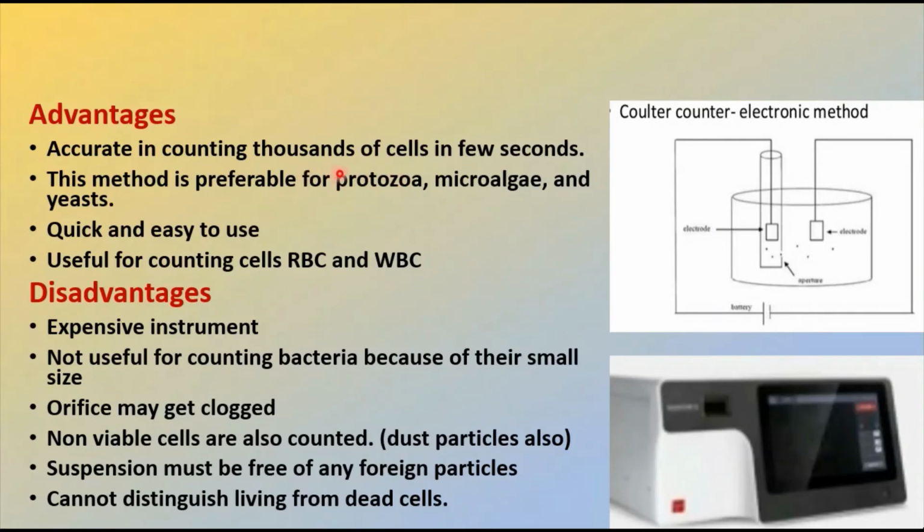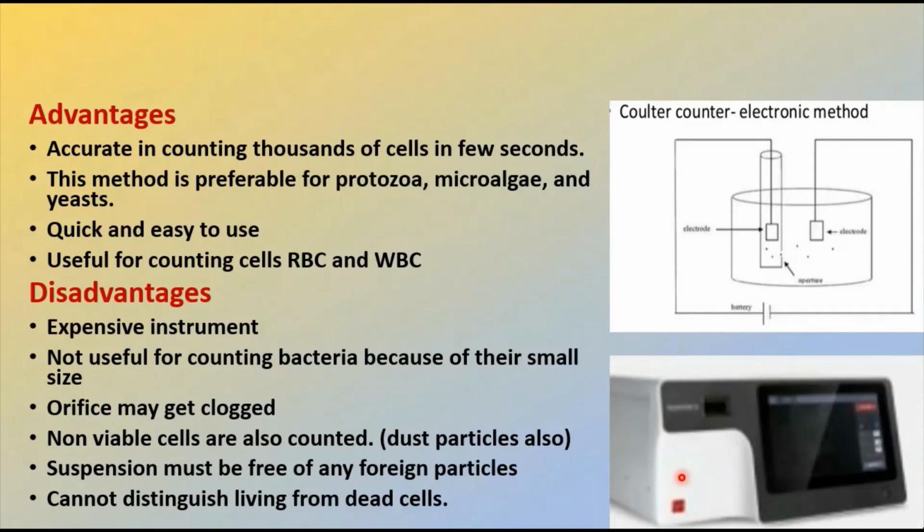I told you that within a few seconds we can count the number of cells, especially in thousands. This method is preferable for eukaryotic organisms like protozoa, microalgae, and yeast. It is very easy and quick to use, and mainly useful for counting cells. RBCs as well as WBCs, that is red blood corpuscles as well as white blood corpuscles, can also be counted using this electronic counter method.